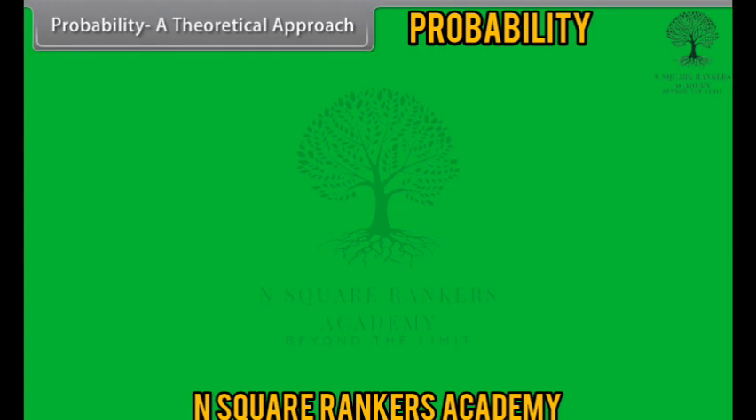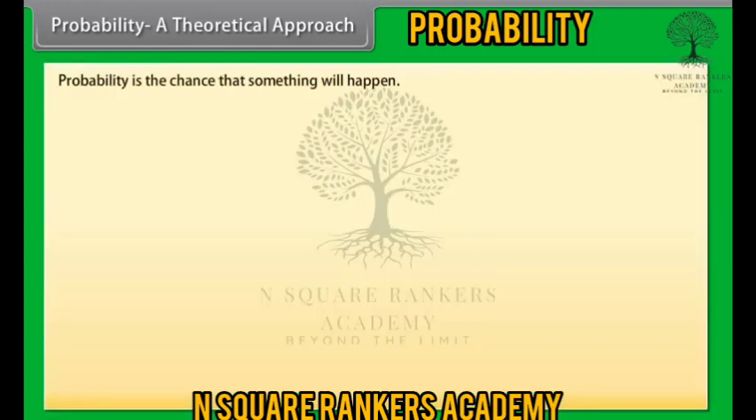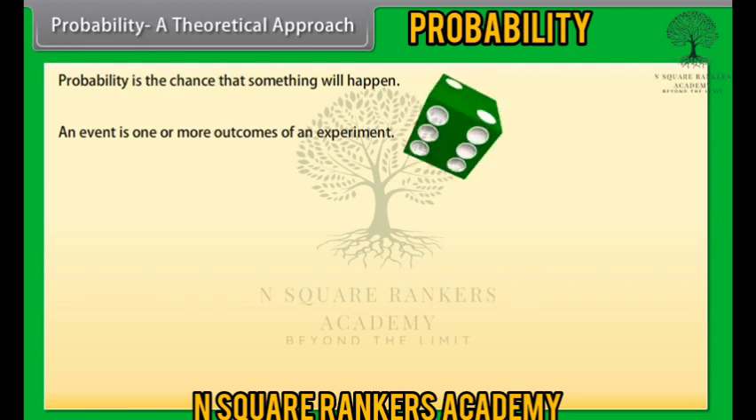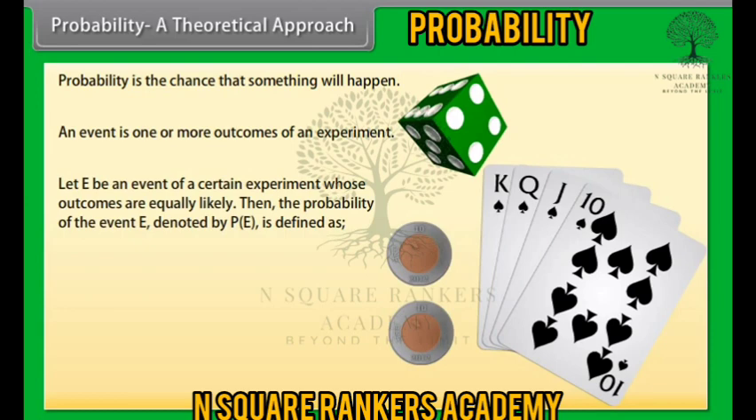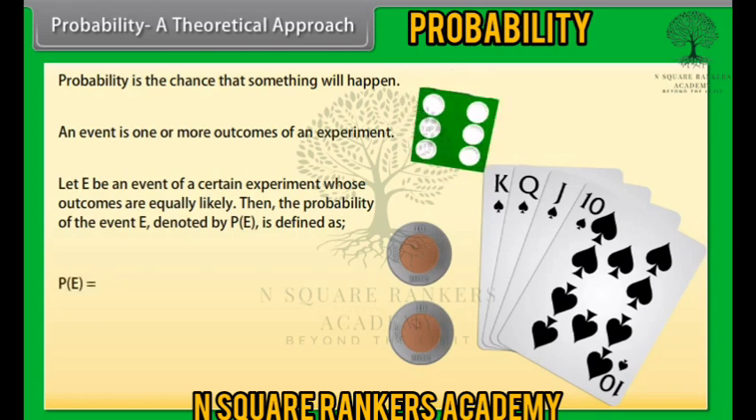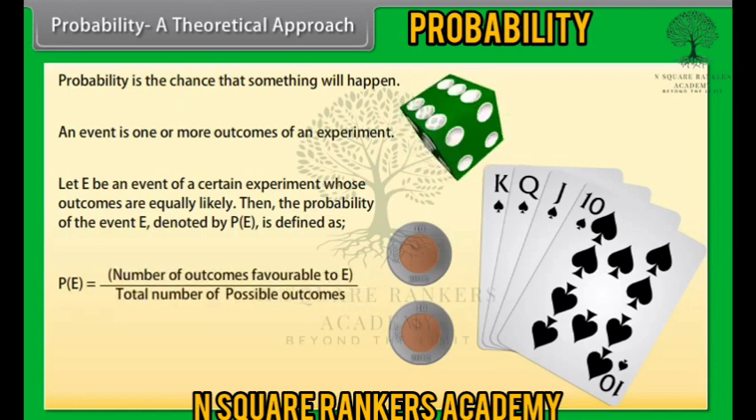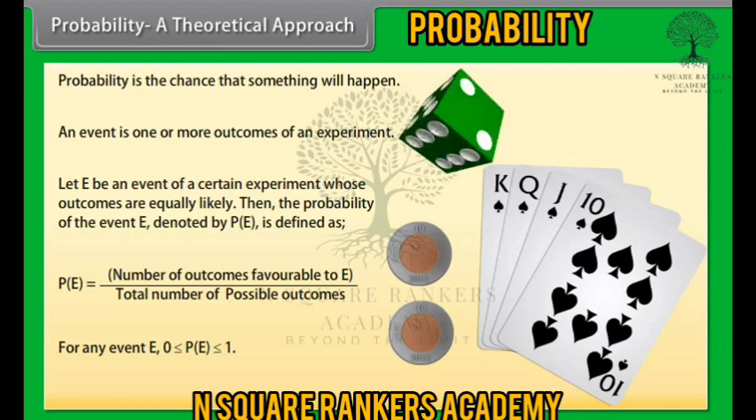Probability, a theoretical approach. Probability is the chance that something will happen. An event is one or more outcomes of an experiment. Let E be an event of a certain experiment whose outcomes are equally likely. Then the probability of event E, denoted by P(E), is defined as P(E) equals number of outcomes favorable to E divided by total number of possible outcomes. For any event E, 0 is less than or equal to P(E) is less than or equal to 1.